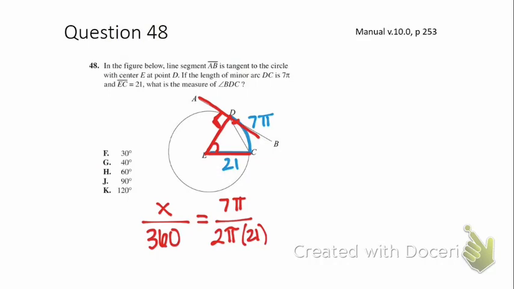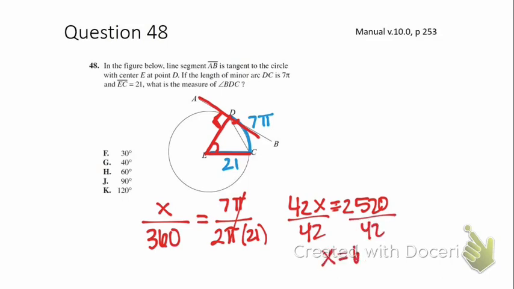Okay, so we'll go ahead and use this to solve for x. That's going to give me my angle measure. I can divide by pi and simplify this down a little bit. Cross multiplying, I end up with 42x equals 7 times 360, which is 2520. Divide by 42, and I do get x equals 60.